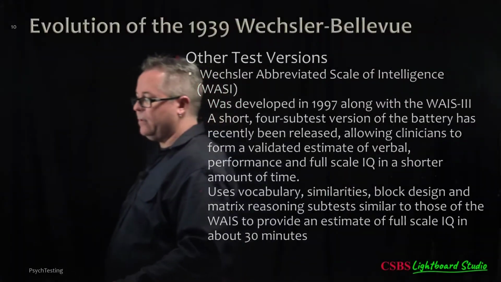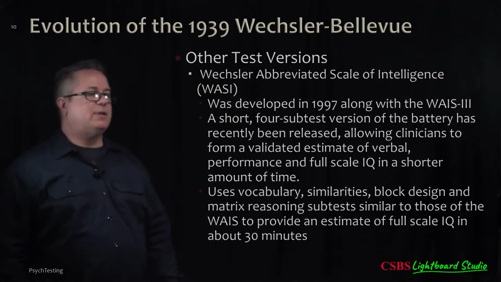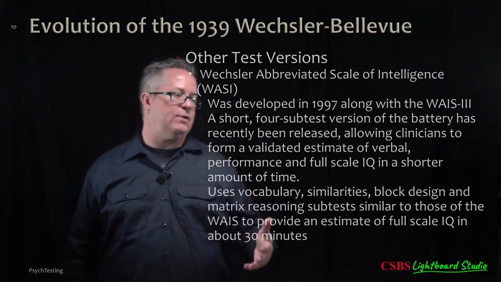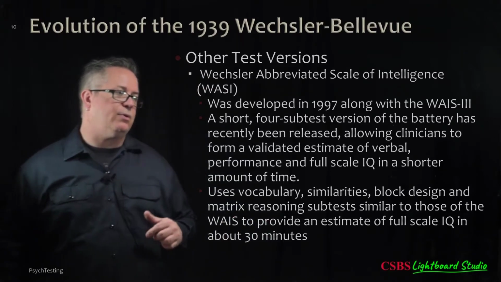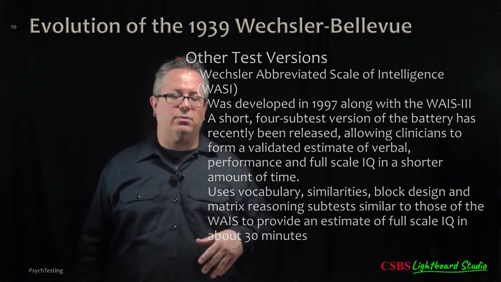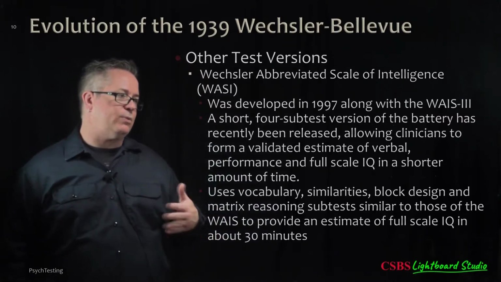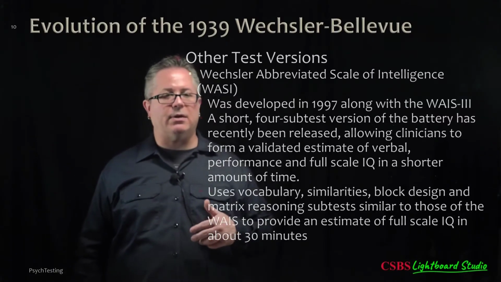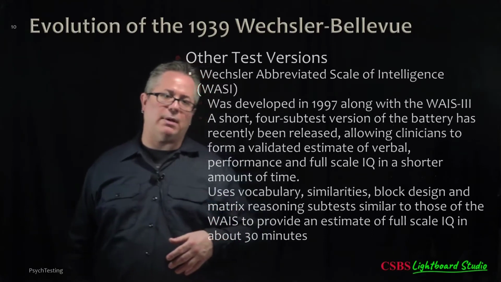They even have the WASI, the Wechsler Abbreviated Scale of Intelligence, because in 1997, when they were revising the WAIS, they developed a shorter 4-subtest version of the battery that was released at that point, allowing clinicians to form a validated estimate of verbal, performance, and full scale IQ in a shorter amount of time.